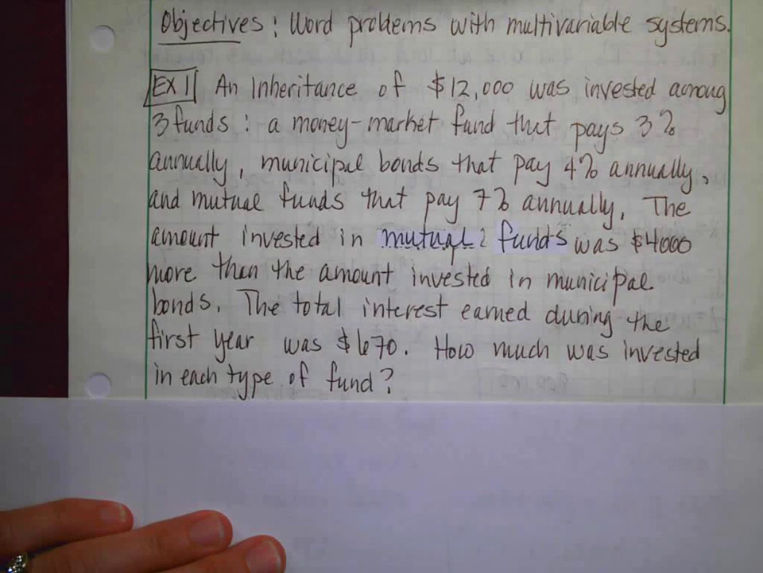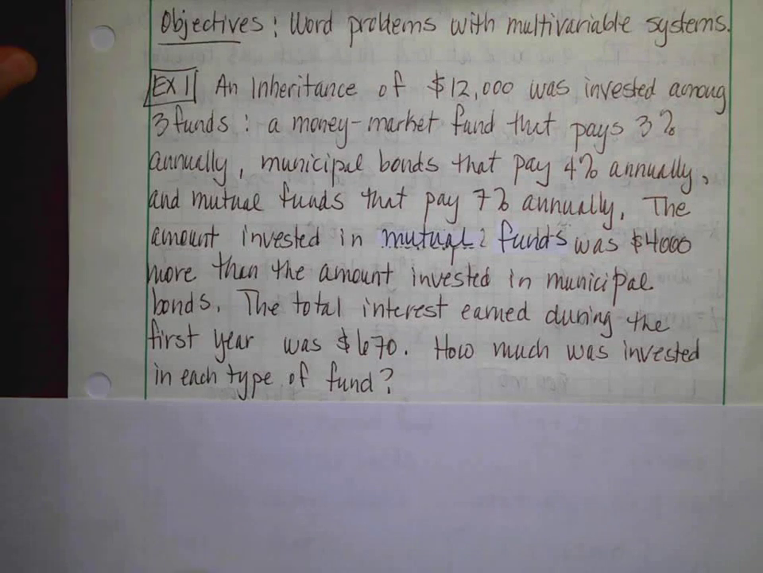So we're going to have an inheritance of $12,000 that was invested among three funds. We have a money market fund that pays 3% annually, municipal bonds that are going to pay 4% annually, and mutual funds that pay 7% annually. The amount invested in the mutual funds was $4,000 more than the amount invested in municipal bonds. The total interest earned during the first year was $670. How much was invested in each type of fund?